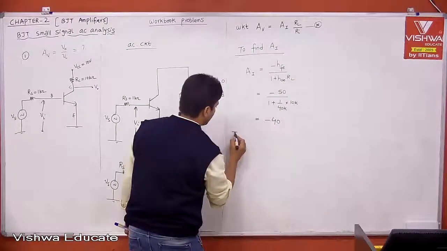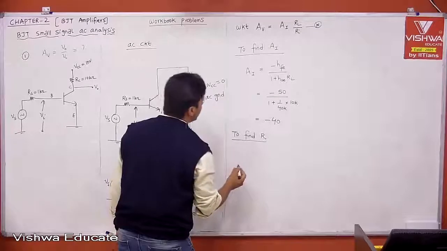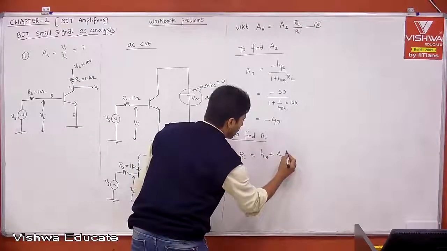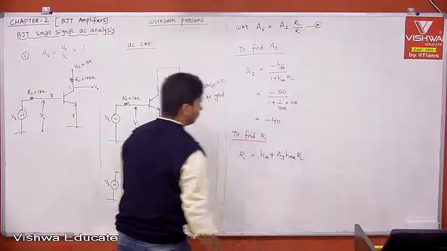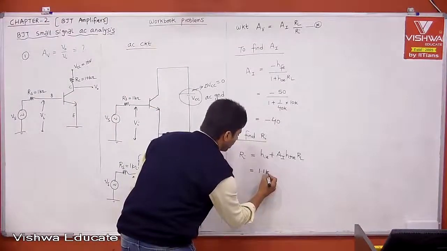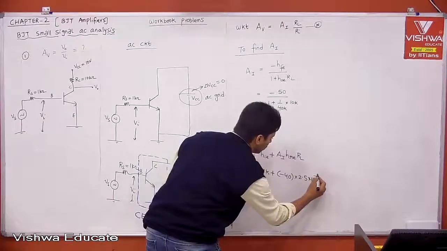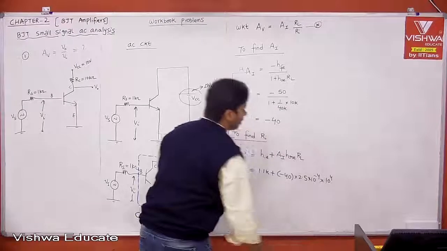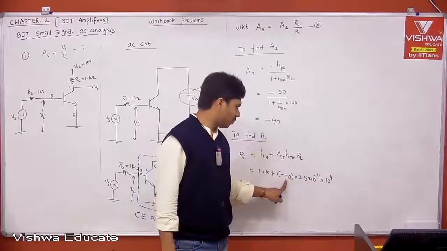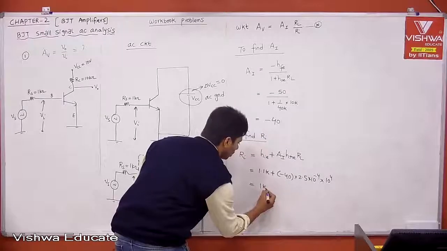Now, we need to calculate RI. To find RI, what is RI? We know that RI is equal to HIE plus AI into HRE into RL. This is our formula. Right? Then substitute. What is the HIE value? 1.1 kilo ohm. AI value minus 40. HRE value 2.5 into 10 to the power of minus 4. And RL value 10k, which is 10 to the power of 4. Therefore, 10 to the power of 4 into 10 to the power of minus 4 is 10 to the power of 0, which is 1. 2.5 into 40, 25 into 4, 100, minus 100. 1100 minus 100 is 1000, which is nothing but 1 kilo ohm.